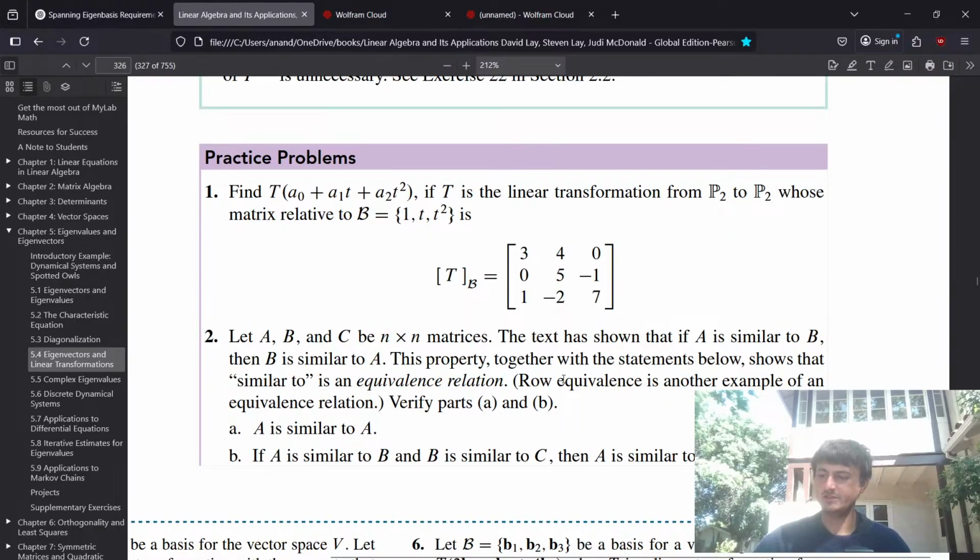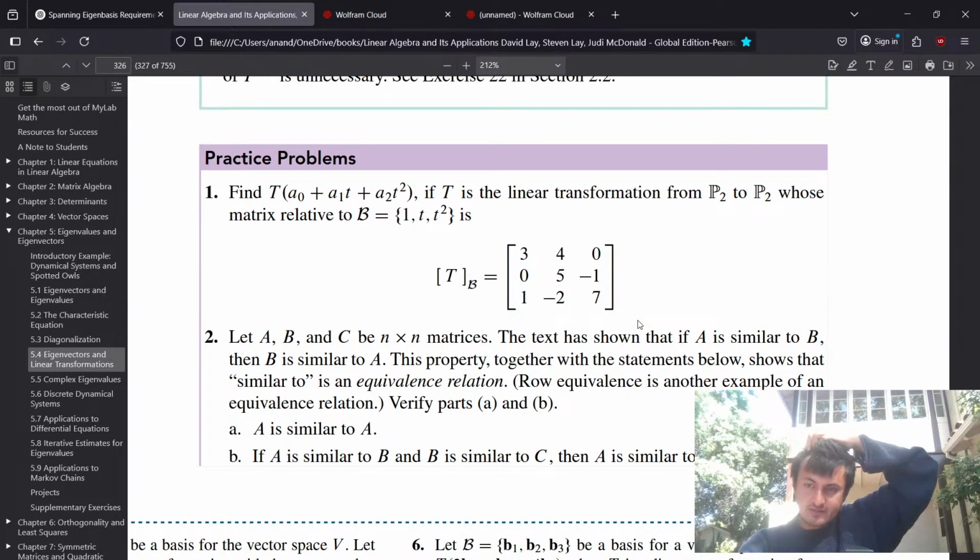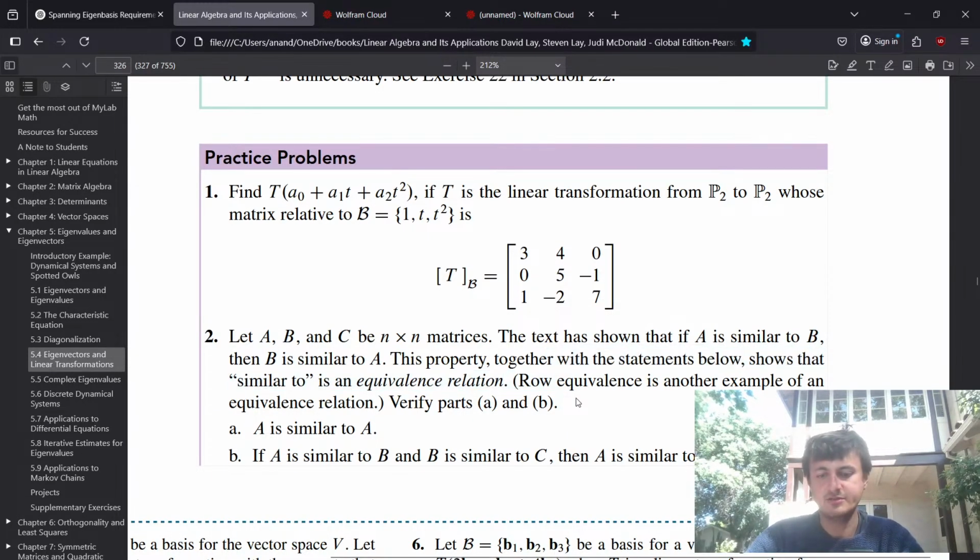Okay, I'll write down this next one. A by C, B n by n. The text has shown that if A is similar to B, then B is similar to A. This property, together with the statements below, shows that similar to is an equivalence relation. That's cool. So we already showed symmetric. We just need to show transitive and reflexive.